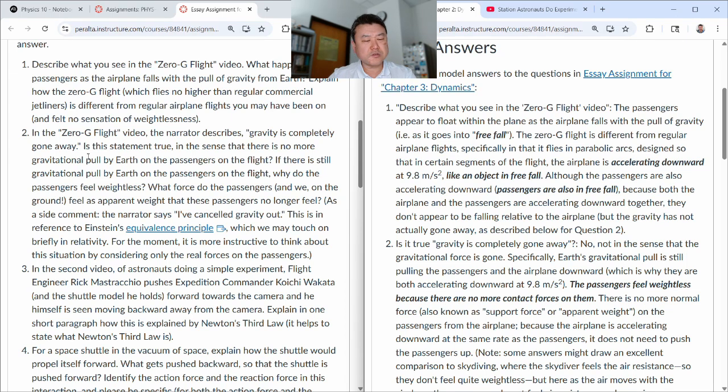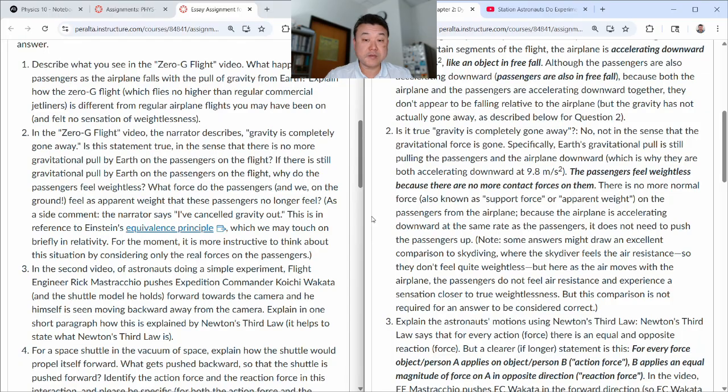This is in reference to Einstein's equivalence principle, which we may touch on briefly in general relativity. For the moment, it is more instructive to think about this situation by considering only the real forces on the passengers. So my model answer for question 2: is it true gravity is completely gone away?